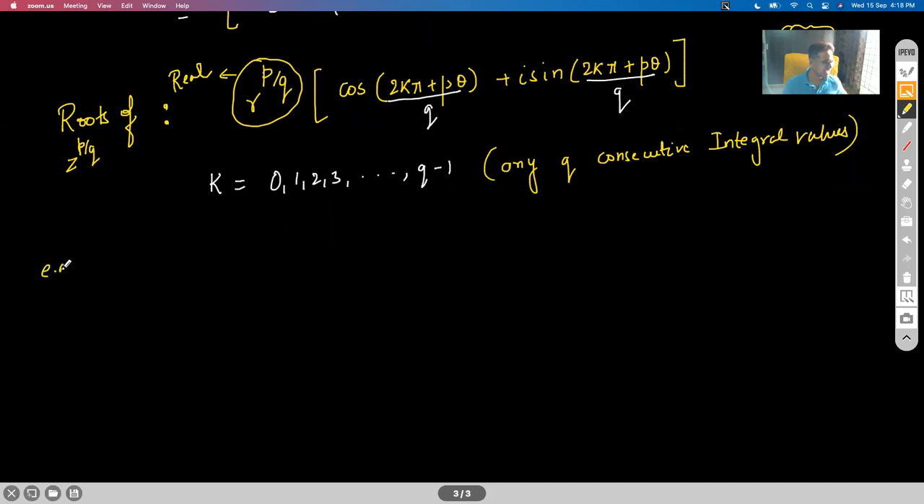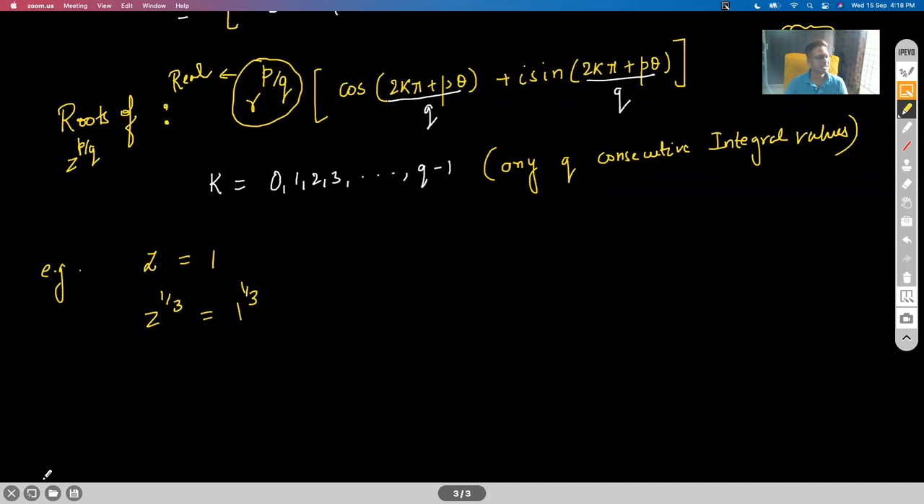Okay, so let's say I take a complex number one. One is also a complex number, isn't it? Correct. I've taken the simplest case. Now I raise this complex number to the power of p by q, where p is 1 and q is 3. That means I'm finding the cube root of 1.